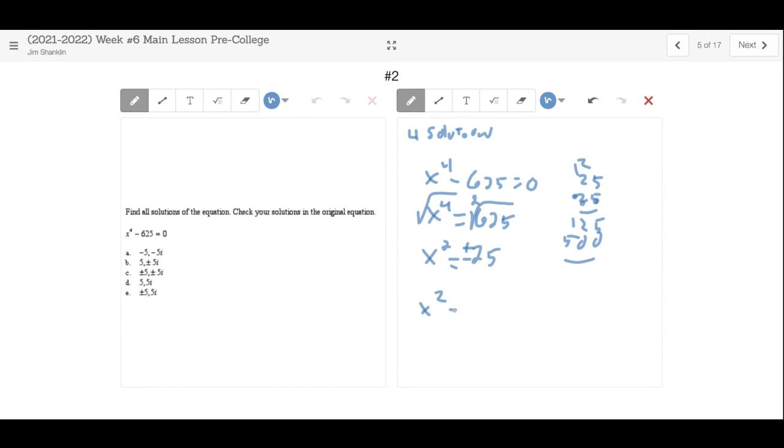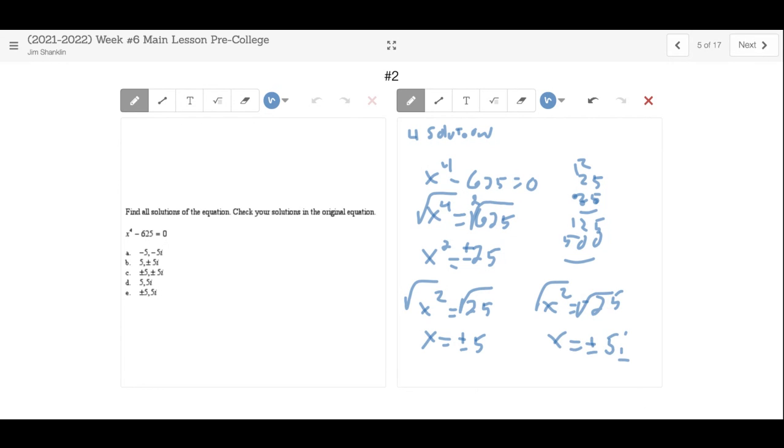So really, I have x squared equals positive 25. And I also have x squared equals negative 25. So now if I take the square root again, I end up with x equals positive and negative 5. If I take the square root again here, I end up with x equals plus or minus 5i. Oh no. That's just like last week. Remember last week we dealt with imaginary numbers?